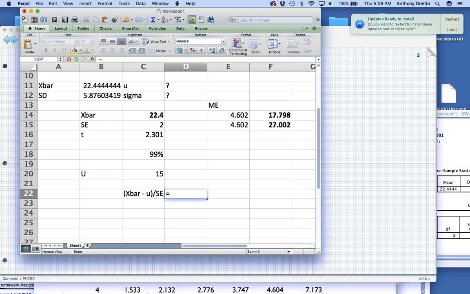So that's going to be equal to 22.4 minus 20. I'm going to put 20 in here, divided by the standard error. The standard error was, I called it 2 to round it off. I've got to put this into parentheses so it does that first before the calculation, and it comes up to 1.2. You guys remember what the t-score was before in SPSS? It was roughly 1.2. That's how the t-score is calculated, right?